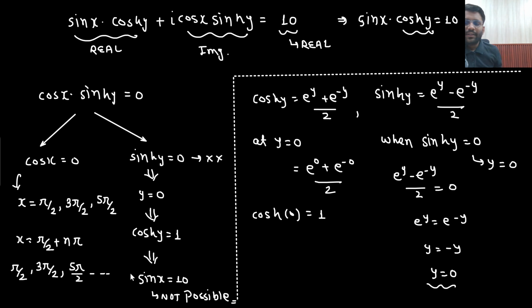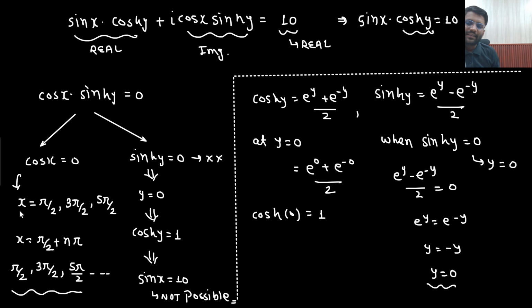Right? So let's hold on here. This is the value of x that we are getting. Now let's treat this one: sin x dot cos hyperbolic y equals 10. This is what we need to deal with.